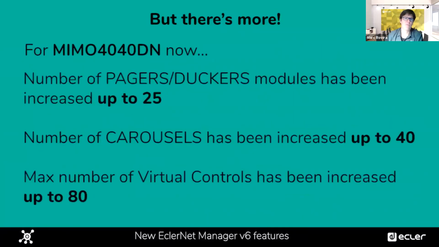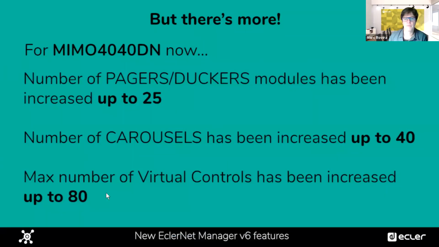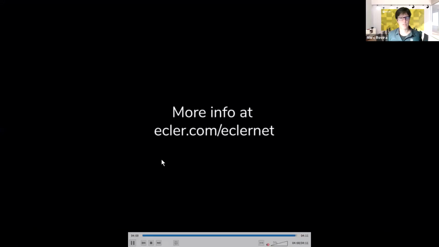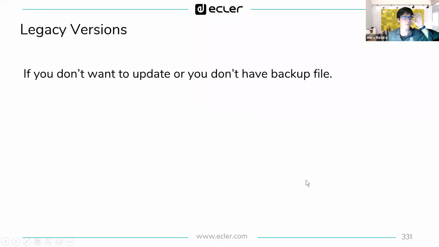And in 4040DN, CDN, and 7272DN, we have increased the number of pagers and deckers, okay? And the number of carousels has been increased. In 7272, it's even higher. I do not remember now the limits, but these are the new things I wanted you to know about legacy versions.